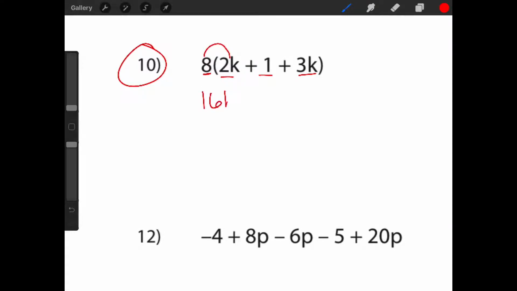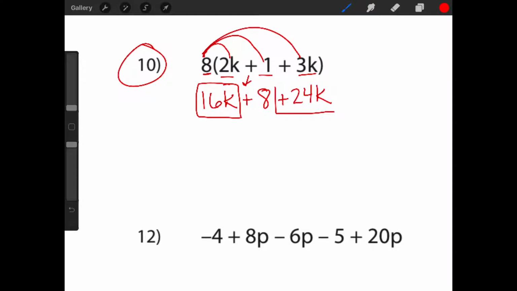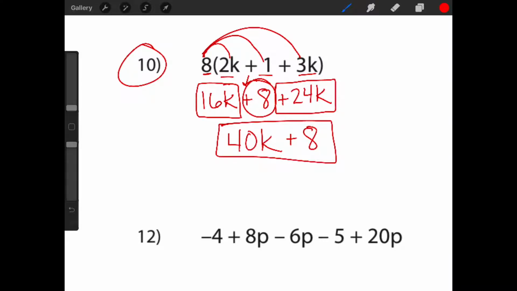8 times 2 is 16k plus, I drop that down, 8 times 1 is 8 plus 8 times 3 is 24, and I keep my k. So everything's been distributed, so now I'm going to shape it up. 16k combined with 24k gives me a total of 40k. And then my plus 8 can't be combined with anything, so I write that down.